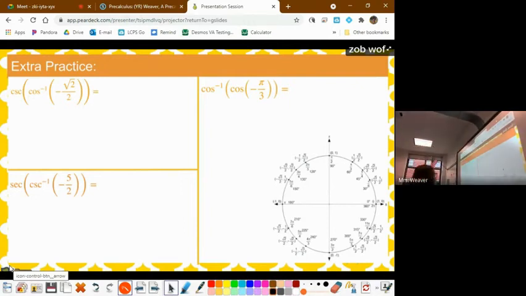Let's do it. Okay, so this first one we're doing is cosecant of the angle whose cosine is -√2/2. Cosecant of the angle whose cosine is -√2/2.